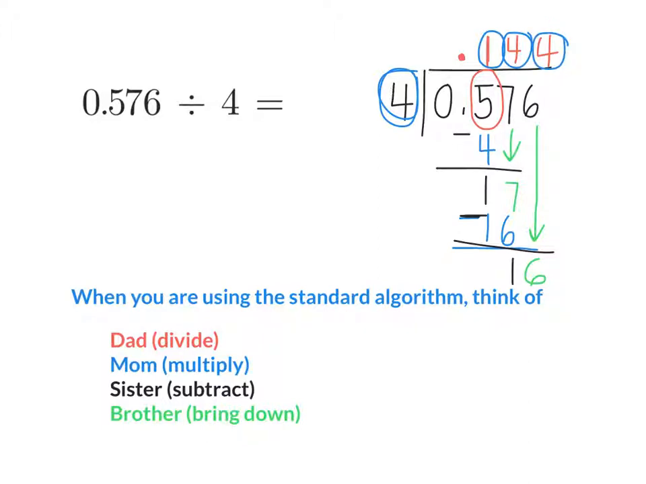Multiply. Sorry, thousandths. We're going to multiply 4 times 4, which is 16. Sister's going to come and subtract to see what we have left. What do we have left? 0. Is there anything more for brother to bring down? No. So we're done. What is the quotient? 0.576 divided by 4 is 0.144.